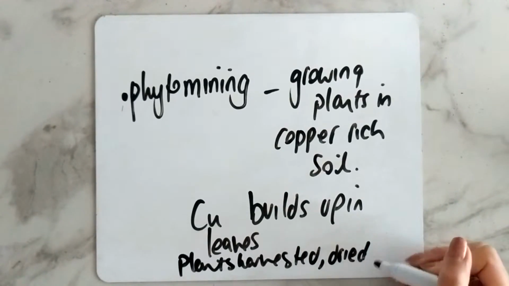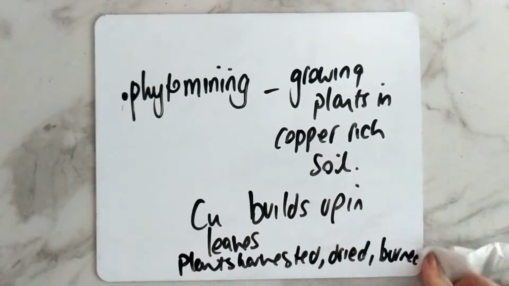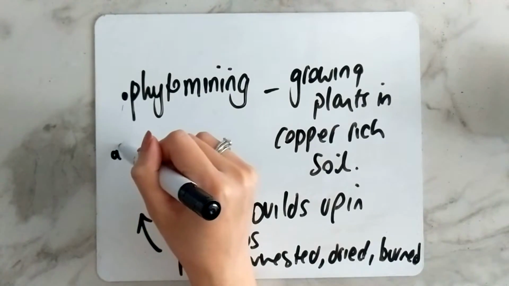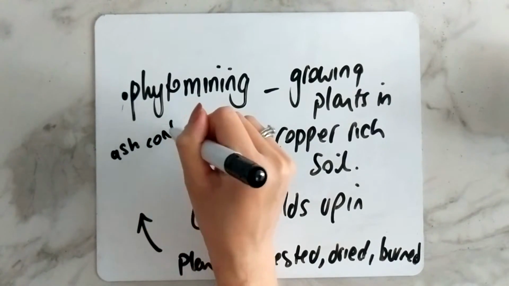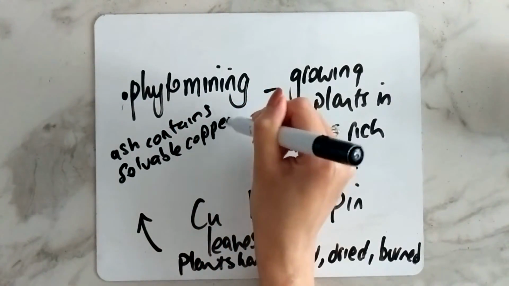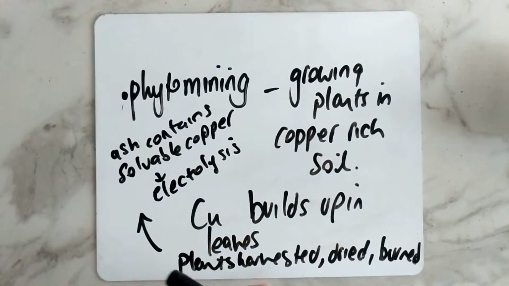Plants harvested, dried, and burnt in a furnace. The ash, after you've burnt the leaves, contains soluble copper compounds, and then the copper can be extracted by electrolysis again. So I'll just write that for you. The ash contains soluble copper compounds, and then we use electrolysis again in order to gain that pure copper.